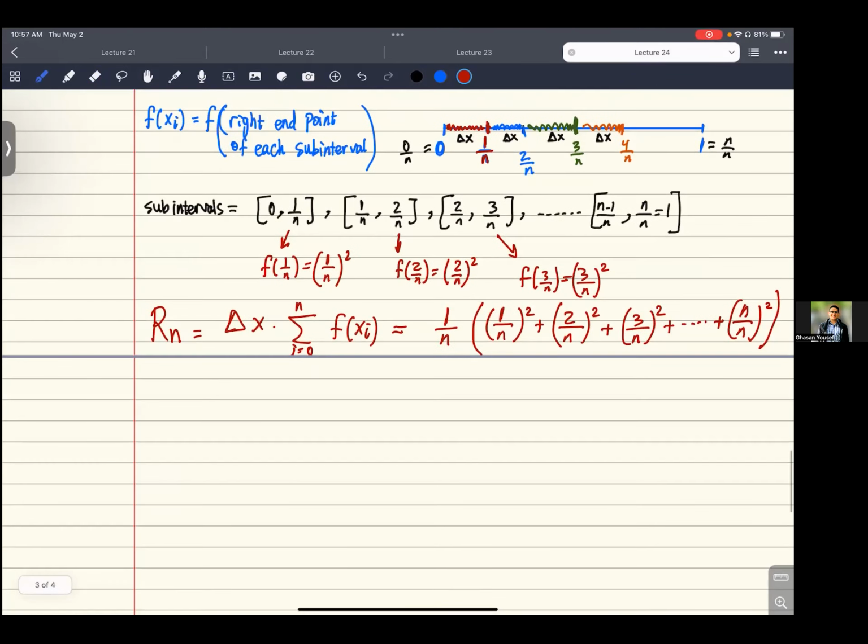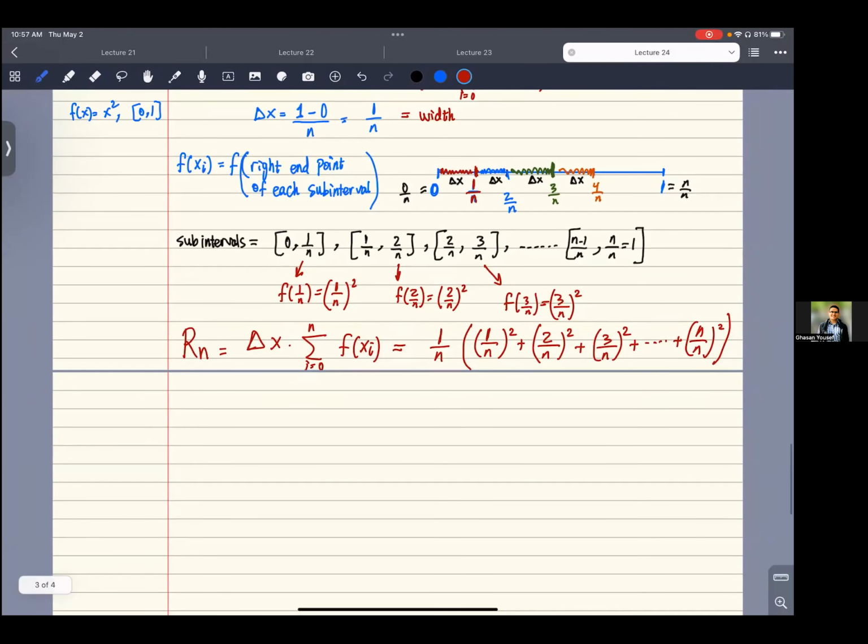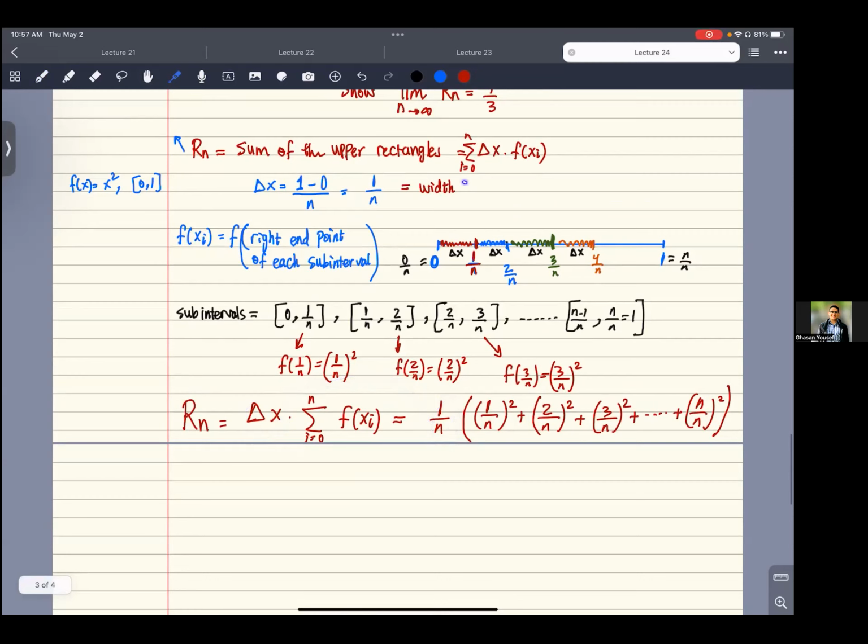Makes sense up to now? Everything is clear? I'm just using the formula. R sub n is the same as the width times the height. What is my width? This thing. What is the height? This thing. The width is fixed for all values, 1 over n. How do I find it? Here's the formula: delta x equals b minus a over n. N is any random value.